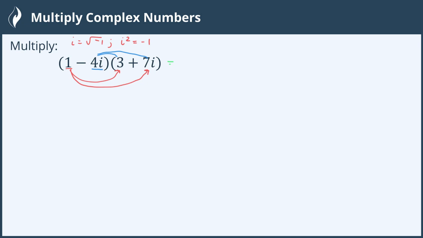So the first one is 1 times 3. Okay, and then we're going to add to it 1 times 7i. Okay, that's that one. Then we're going to add minus a 4i times 3. And then we're going to have a minus a 4i times 7i. Okay, and then this is what the result of that is.